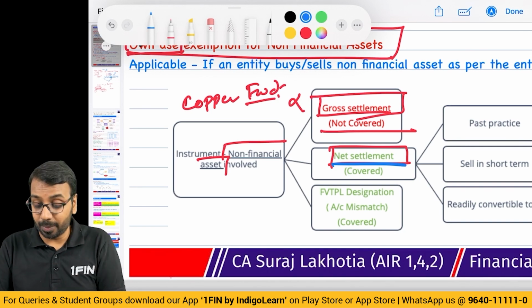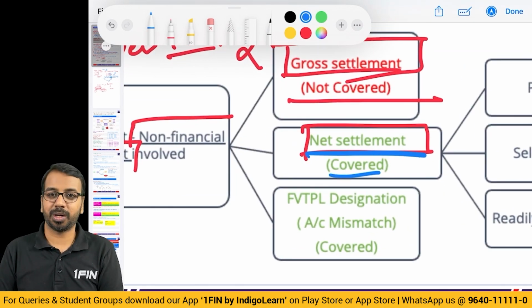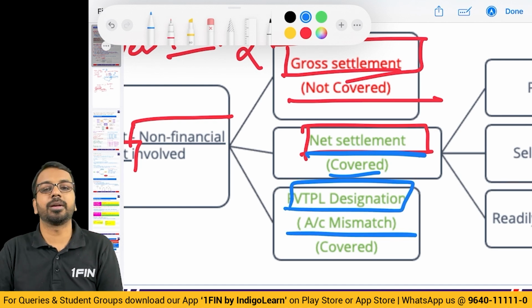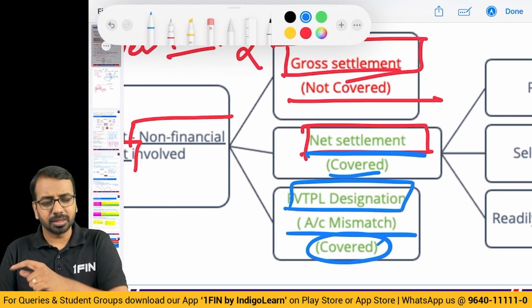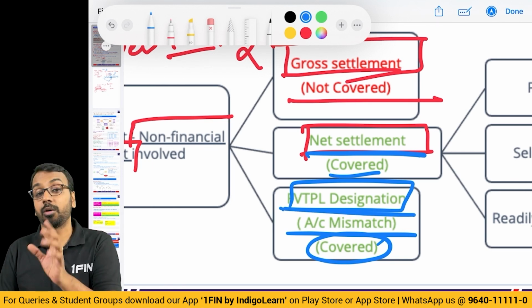If that is the thing that happens, then we call it net settlement. If it is net settlement, then it is covered under accounting for financial instruments. And then, if you have an FVTPL designation to avoid accounting mismatch, even then it is covered. This you will understand slightly subsequently. Okay. Now, what is this FVTPL designation to avoid accounting mismatch?